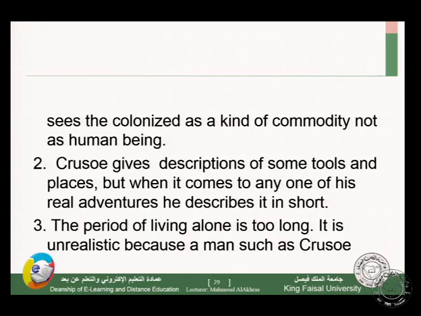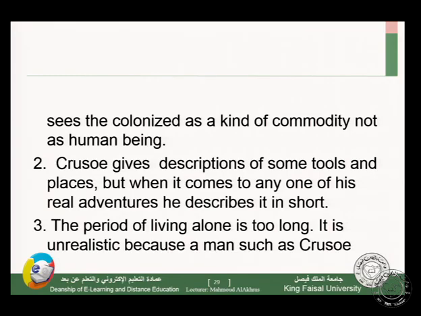Another unrealistic feature, Crusoe gives descriptions of some tools and places, but when it comes to any one of his real adventures, he describes it in short. He doesn't describe his relationship with other people in a long description. But when he comes to a tool, he describes it for a long time.